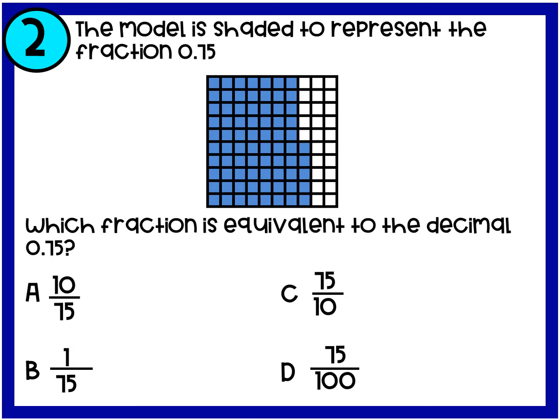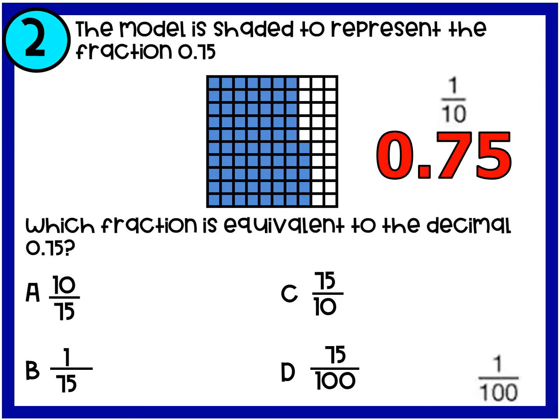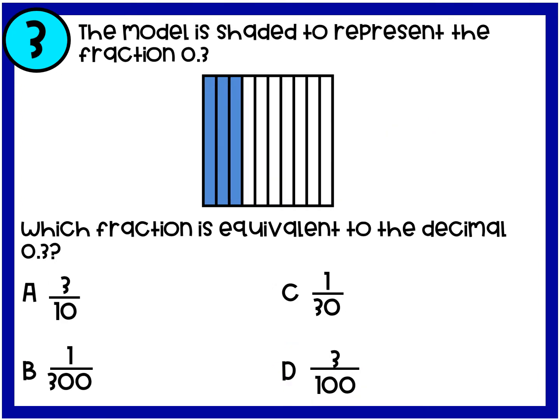Number 2, the model is shaded to represent the decimal 0.75. Which fraction is equivalent to the decimal 0.75? Once again, I have 100 pieces. 75 are shaded, so 75 out of 100 are shaded. I can also use place value to prove my answer. I have 0.75, I have 7 tenths, and I have 5 hundredths. So 75 out of 100. That would be D.